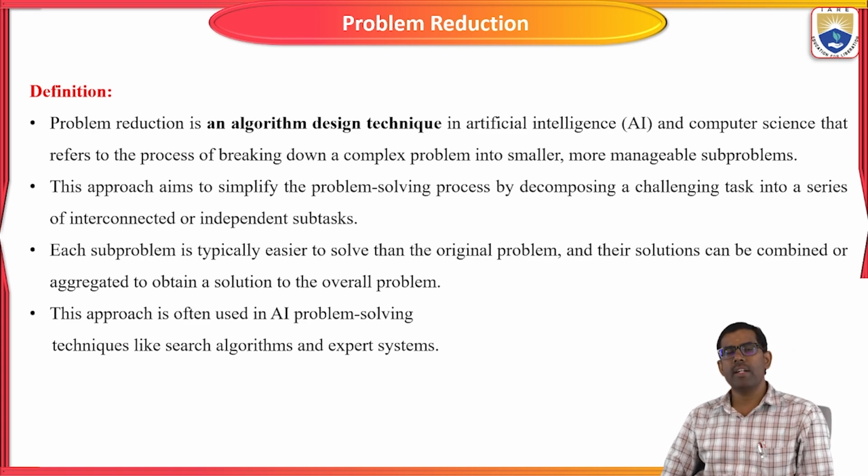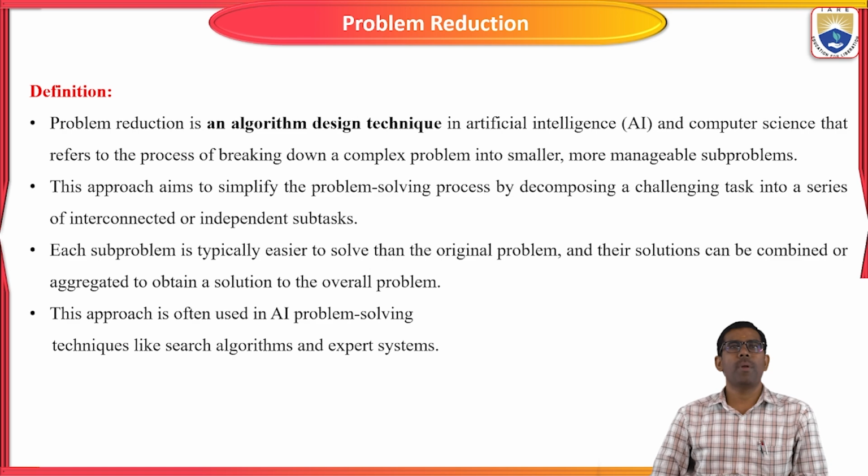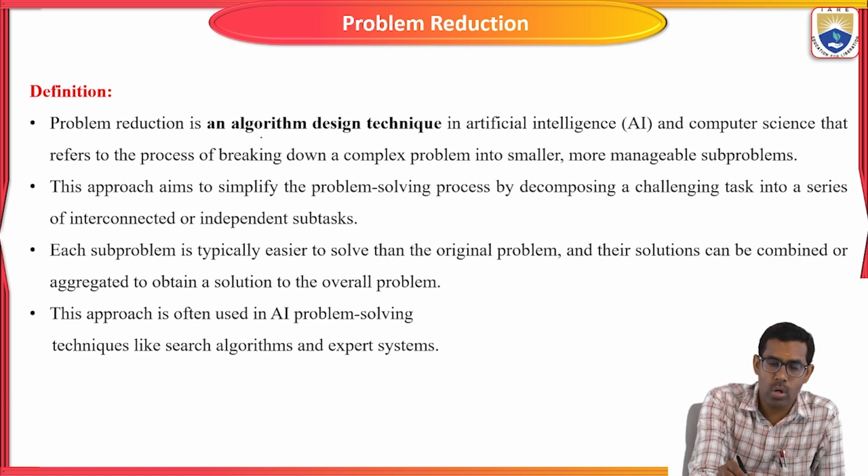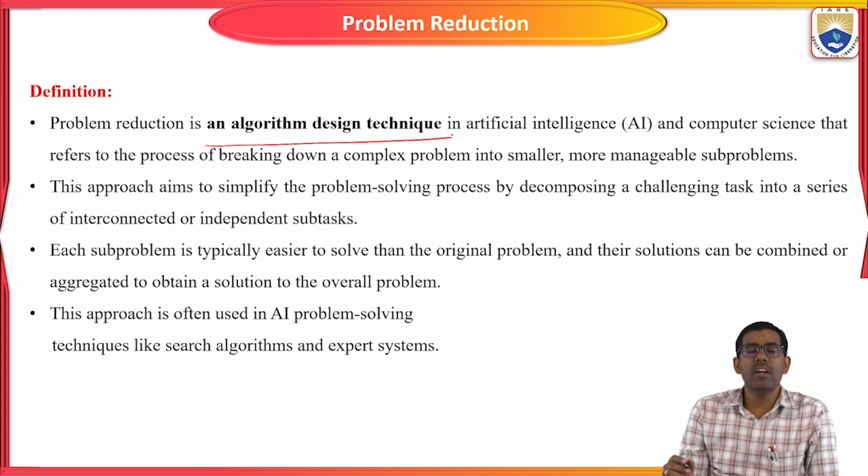What exactly is problem reduction in artificial intelligence? Problem reduction is an algorithm design technique. We are going to design an algorithm, which means we are going to choose some algorithm based on your problem. Based on this problem, we decide or design a particular algorithm to solve a problem in artificial intelligence machines.